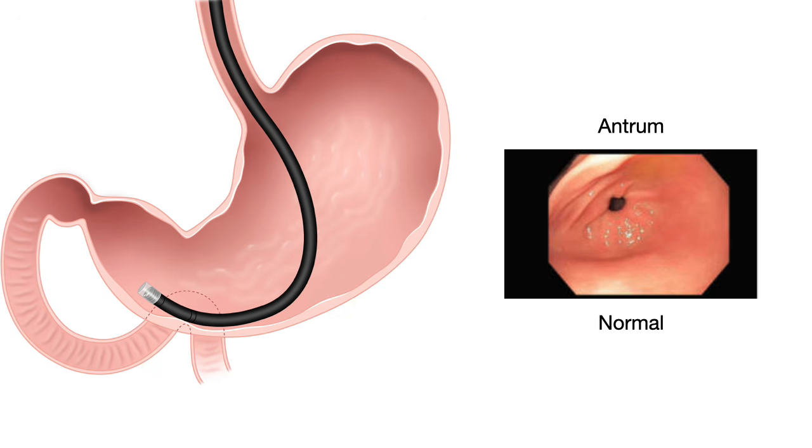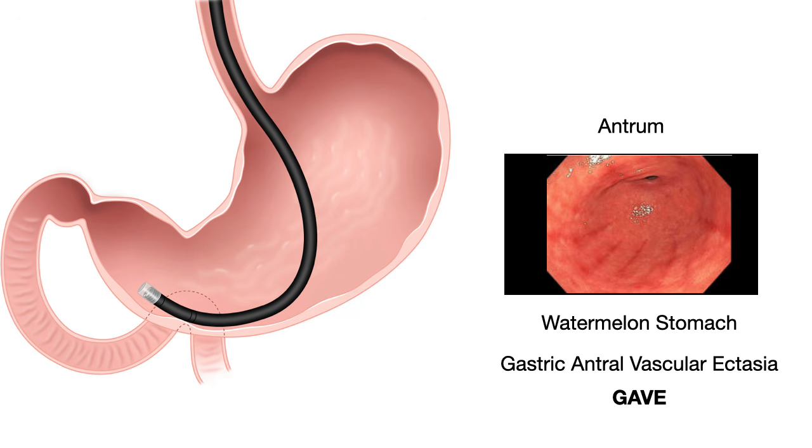So again, normal, so it's a nice uniform color. And when you see red streaks, like you see here, almost like a watermelon stomach, this is known as watermelon stomach, usually because of vessels becoming ectatic. This is in the antrum of the stomach, so gastric antral vascular ectasia, or GAVE. So these patients tend to lose blood, they develop anemia.